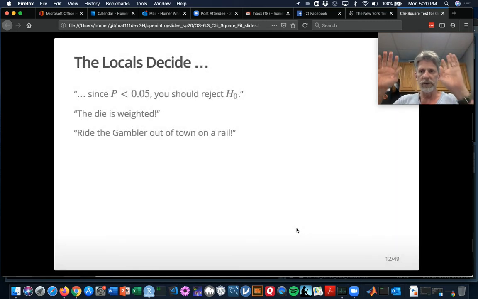So the locals, they're totally decided in their mind. Since the p-value was less than 0.05, they say, you should reject the null hypothesis. We conclude the die is weighted. Got pretty strong evidence of that. So we'll ride the gambler out of town on a rail or tar and feather him or whatever you used to do back in the wild, wild west.